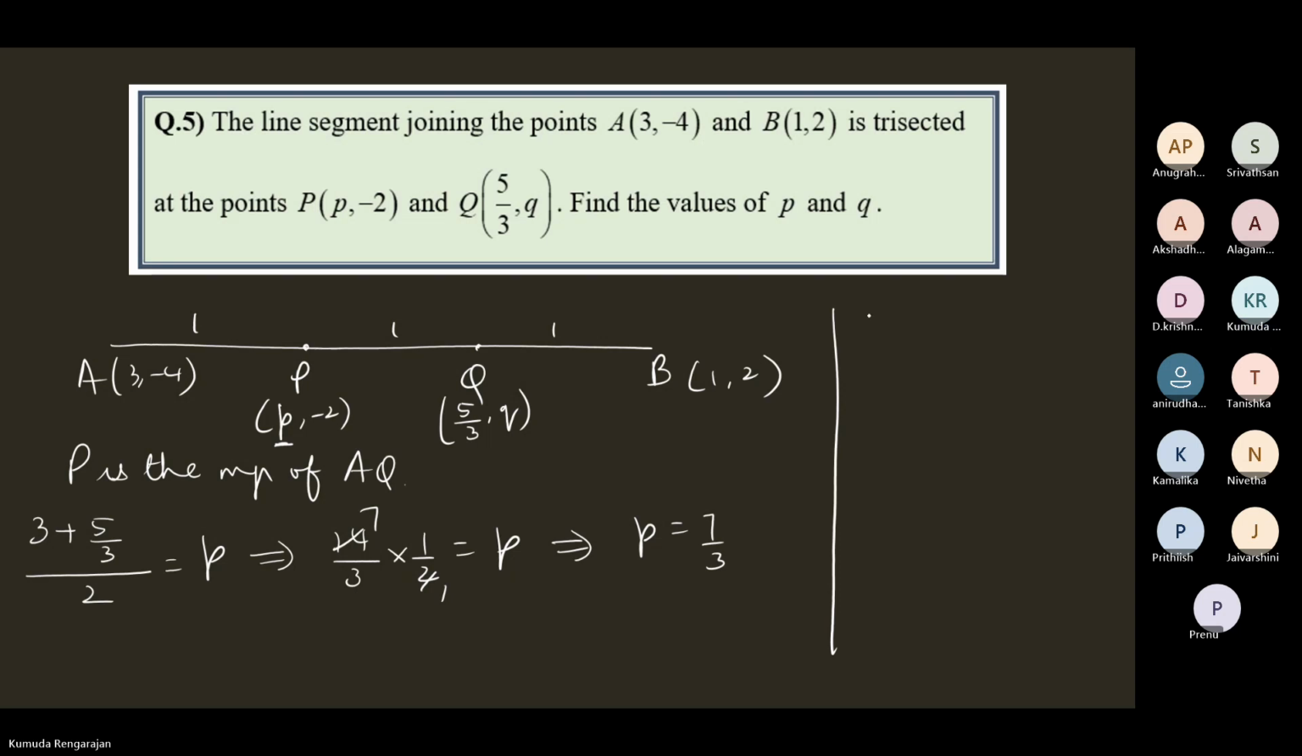Similarly for Q, Q is the midpoint of PB. So again using the midpoint formula, you have to find this q, which is the y coordinate. So we'll use (y1 plus y2) by 2 is equal to q. Here the small letter p is the x coordinate and small letter q is the y coordinate. So we'll have to use the y coordinate formula. (y1 plus y2), that is minus 2 plus 2, by 2 is equal to q. So q is equal to 0.